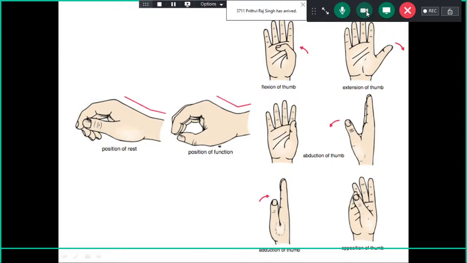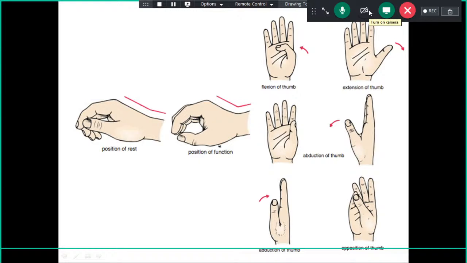When you start to do some activity, I said that this is the rest, but when you start to hold a pen or do any other activity, there is more extension at the wrist joint. See, this was at rest. When I try to do something, it goes into more extension, isn't it? Okay.